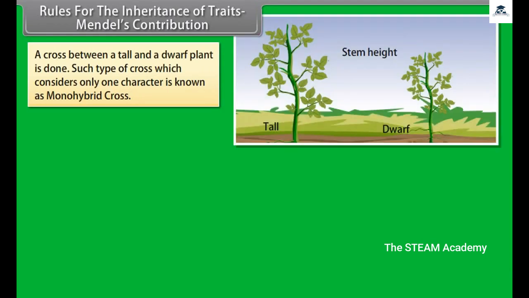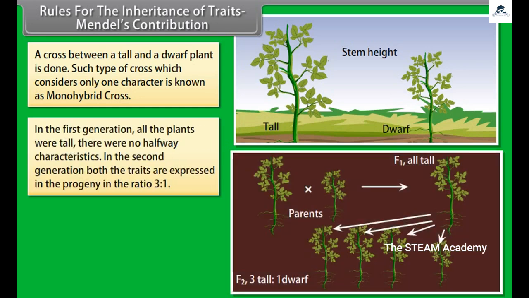A cross between a tall and a dwarf plant is done. Such a type of cross which considers only one character is known as a monohybrid cross. In the first generation, all the plants were tall. There were no halfway characteristics. In the second generation, both the traits are expressed in the progeny in the ratio 3:1.